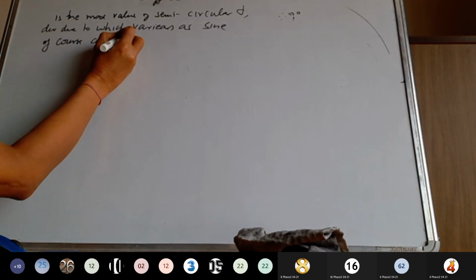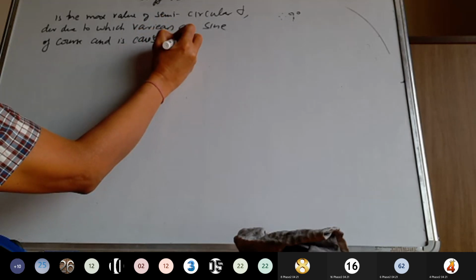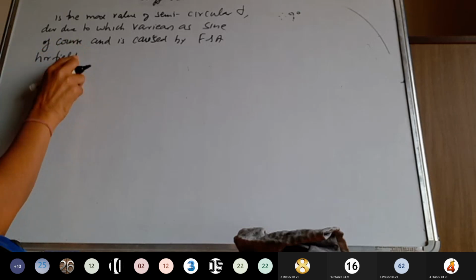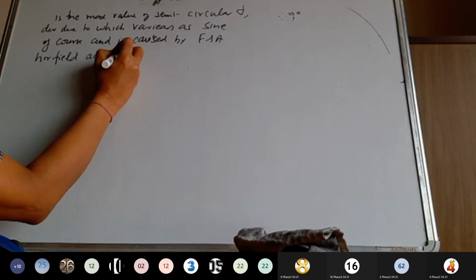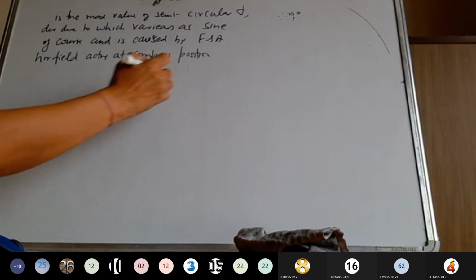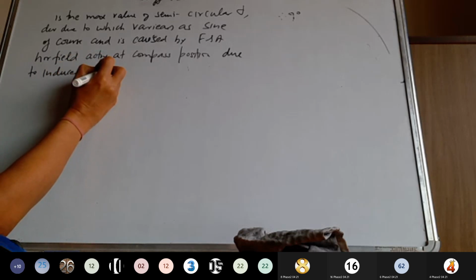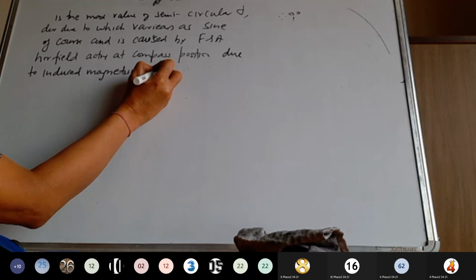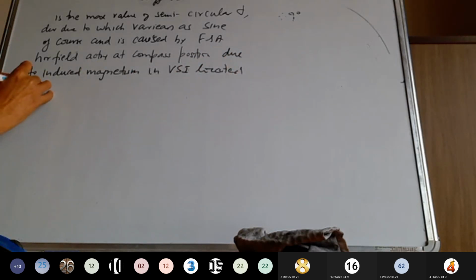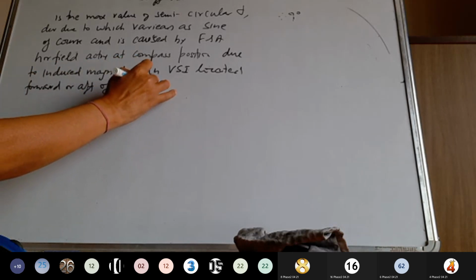From here, the change happens: and is caused by fore and aft horizontal field, fore and aft acting at compass position, to induced magnetism in vertical soft iron located forward or aft of compass position.